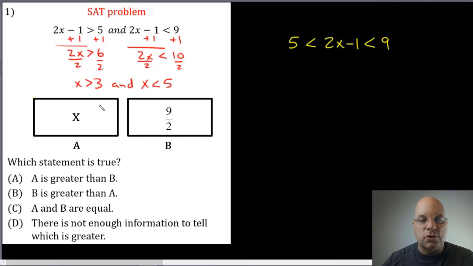So what could x be? x could be 3.1. That would satisfy both of these inequalities. That would still be greater than 3 and less than 5. Or x could be 4.9. That would also be greater than 3 and less than 5. 9/2 is 4.5. So it's possible for the quantity in box A to be less than the quantity in box B. It's possible for the quantity in box A to be greater than the quantity in box B, and really it could also be equal to the quantity in box B. So there's not enough information to tell which is greater in this case.